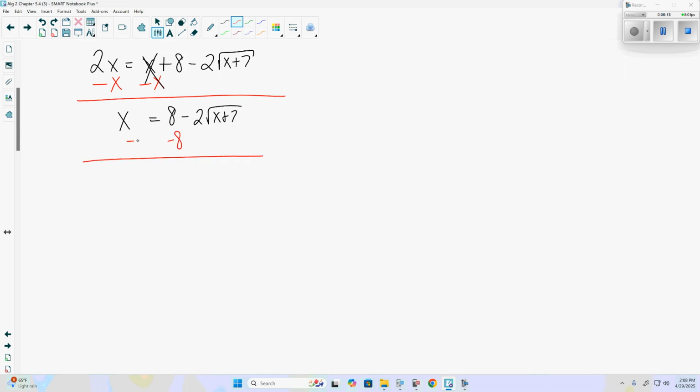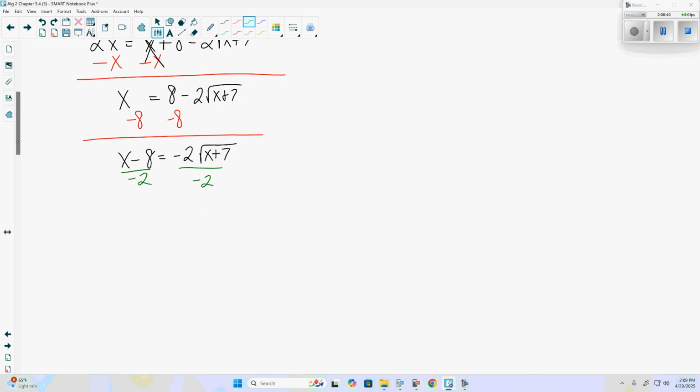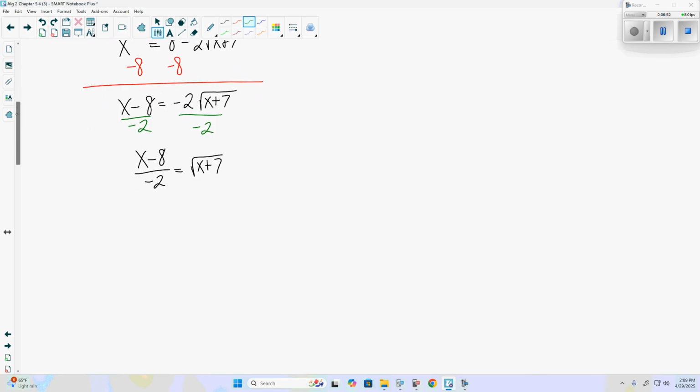Then the next thing we can subtract is 8 minus x minus 8 is equal to negative 2 square root of x plus 7. So we are going to move the x's over. We'll subtract x. We'll subtract 8. And now the last thing we have to move is what? The negative. We're going to divide both sides by negative 2. And what that'll give us is x minus 8 over negative 2 is equal to the square root of x plus 7.